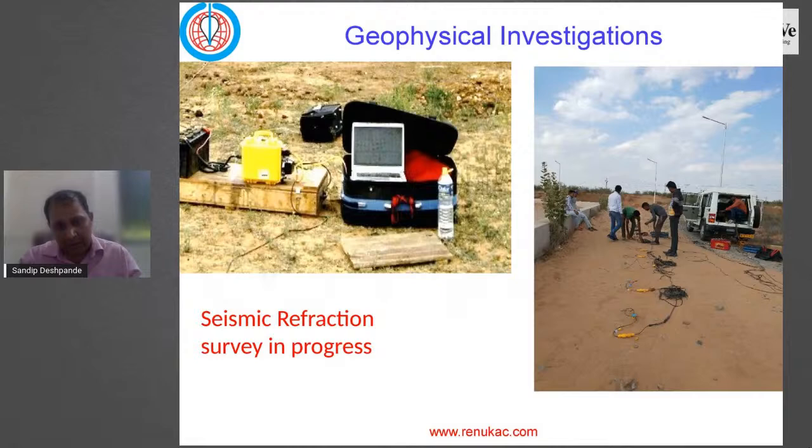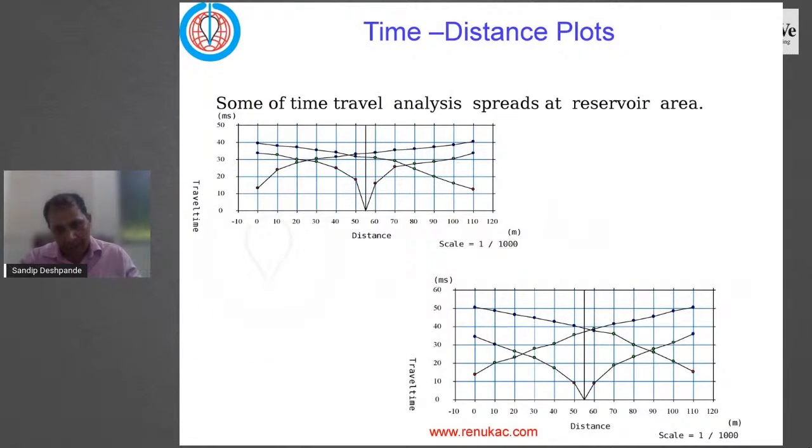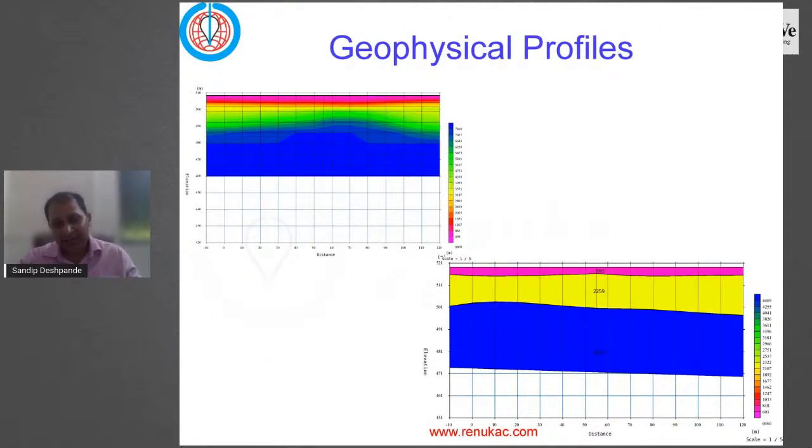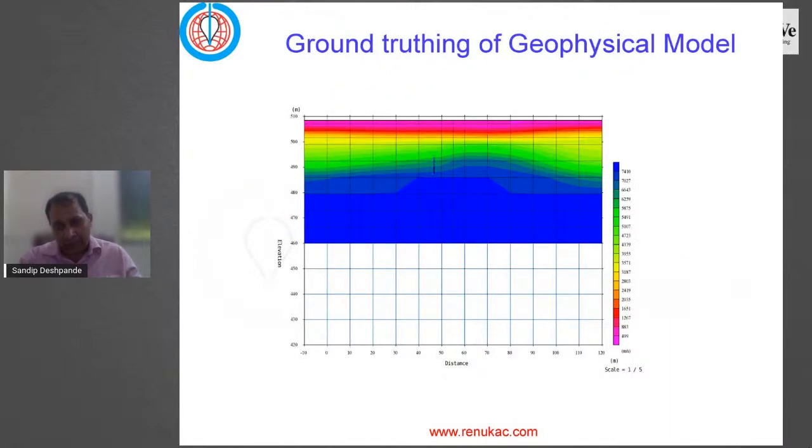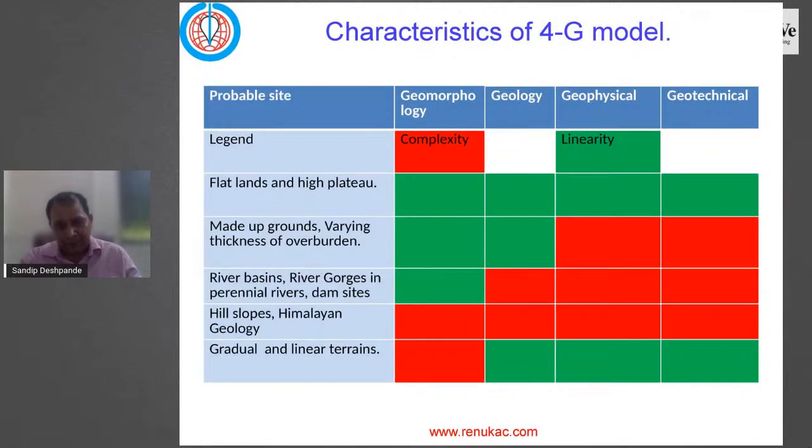These are the geophysical tools we had utilized, refraction, MASW, and based on these, we were able to understand the stratifications, how these are encountered, and take it further for the assessments. So these are the characteristics of a 4G model, where we can see what tools can be utilized in different aspects.